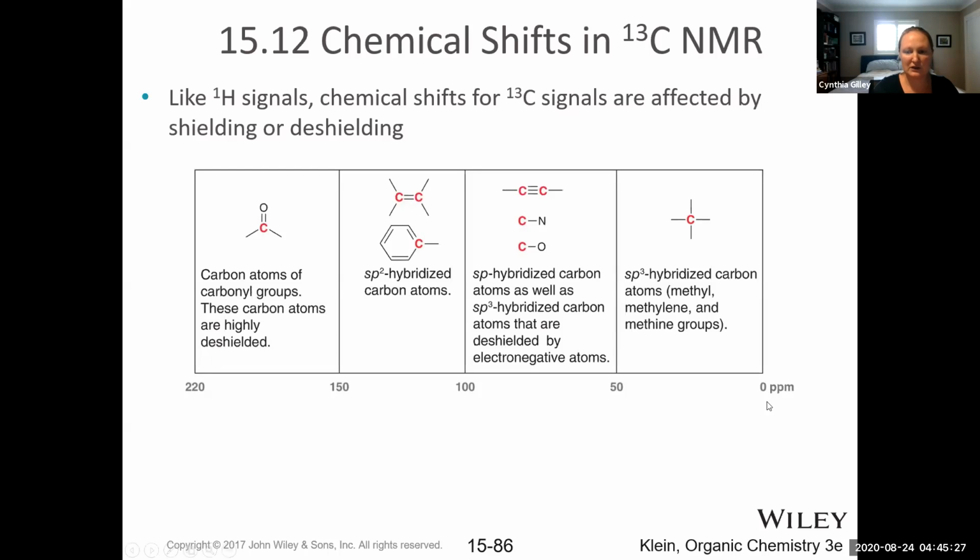Chemical shift information can tell you whether or not you're likely to have a ring or a pi bond, a double bond in your structure, whether or not you're likely to have a carbonyl. So it can give you some hints as well to the structure, but typically we don't just use it to assign a structure by itself.